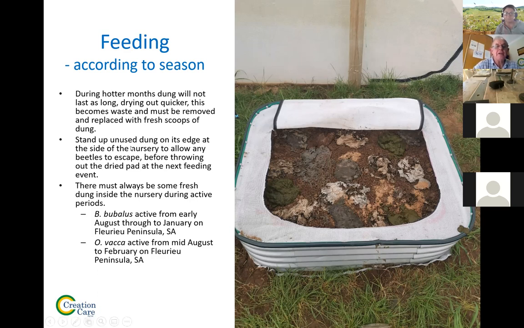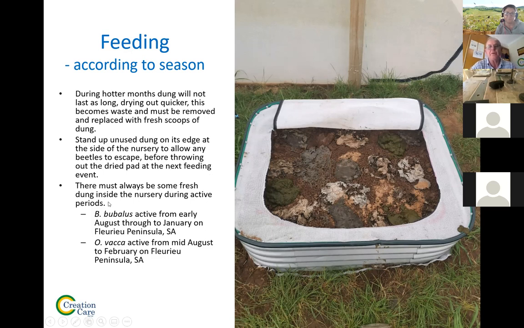We talked about unused dung on its edge, stand on the side of the nursery or against these that have got centre posts. That's not in that picture. But let the beetles escape before throwing the pad out. There must always be some fresh dung inside the nursery for the activity period. Now, that's different to having a little bit of fresh dung at every feed.